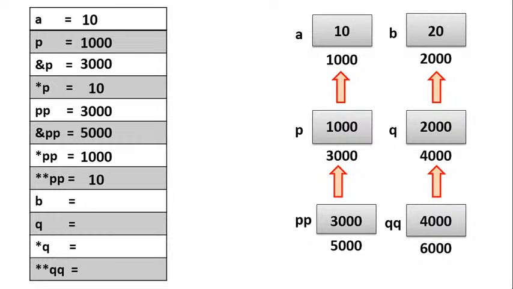Okay, now in similar way, what is the value of b? B value will be 20, q value will be 2000, star q value will be 20 again, star q value also will be 20. Okay, so if you have understood this now, I'll display the next question.